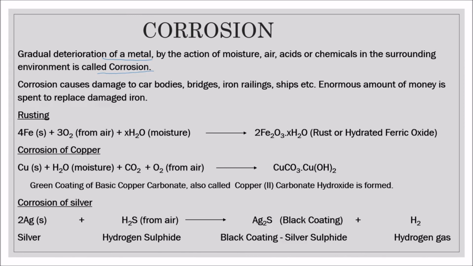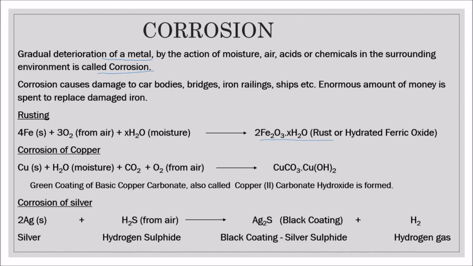A few examples here are, first, rusting. As you can see, iron, due to contact with air and moisture, leads to the formation of ferric oxide. It is also called hydrated ferric oxide or rust. Second example is corrosion of copper. Cu, because of contact with air, like what all you have in air? You have CO2, you have O2, you have moisture, etc.